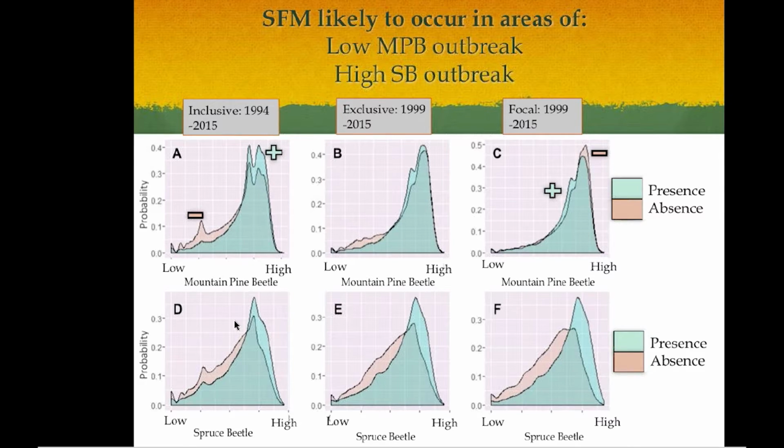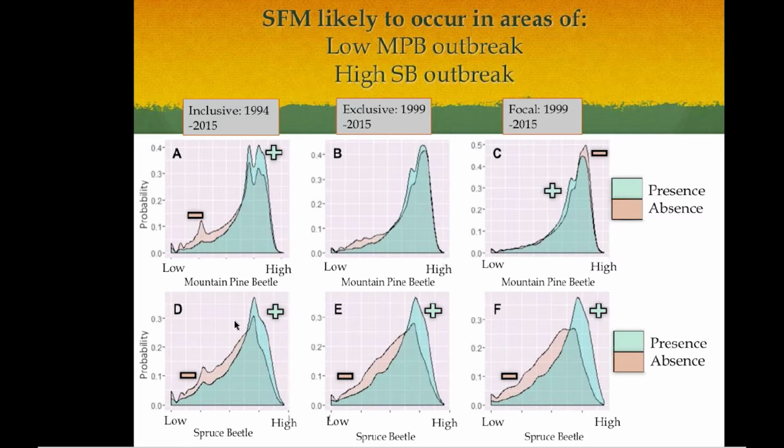And then we looked furthermore at our spruce beetle outbreaks and how that relates. And you can see that they're pretty consistent throughout all the extents. And you can see that subalpine fir mortality is likely to occur where there are high amounts of spruce beetle outbreaks.